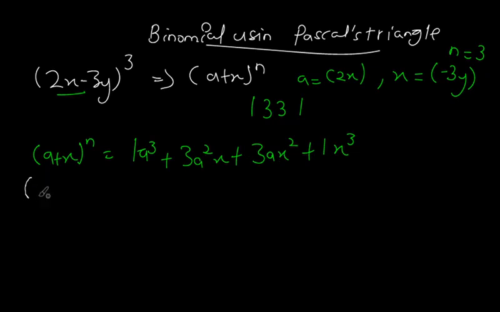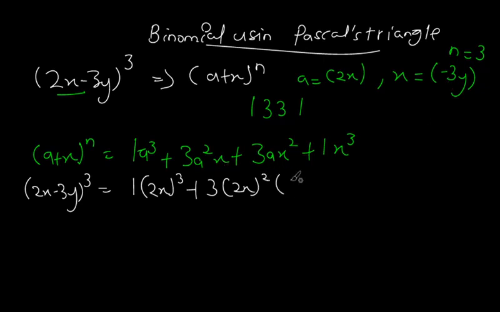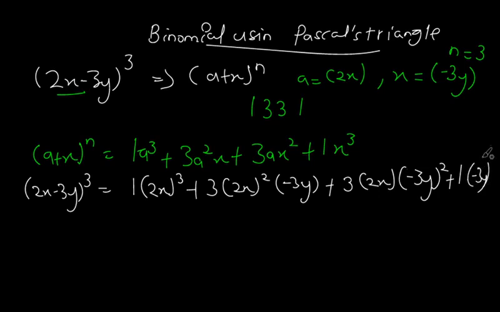Cool. So we have 2x minus 3y over here cube will be equal to what? 1 into bracket, the a is 2x, so 2x cube, then plus 3 into bracket a, 2x squared, then our x is what? Negative 3y, so we have negative 3y over here, plus another 3, then our a is 2x, then our x is what? Negative 3y squared, then plus 1 into bracket negative 3y cube. Okay, so from here we can simplify. So this will give us what?